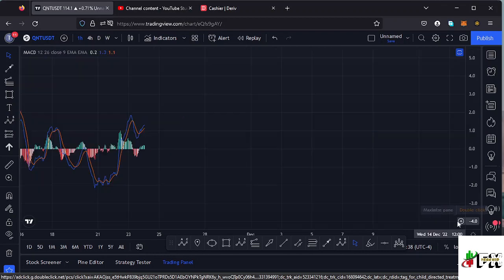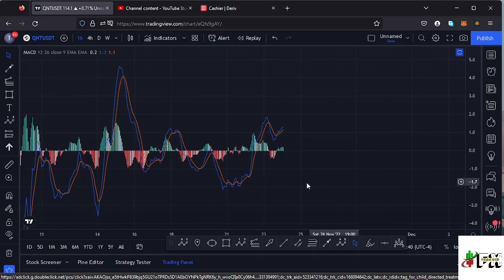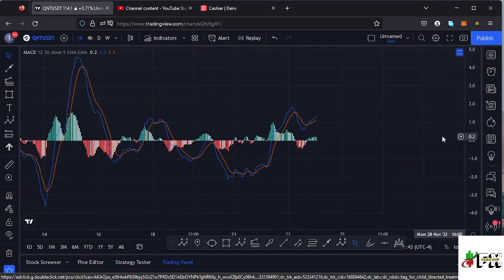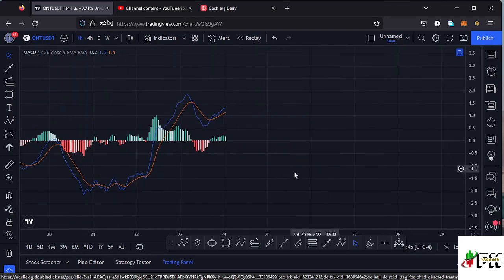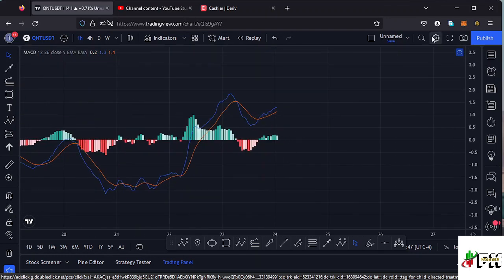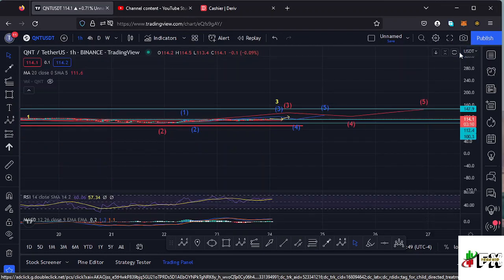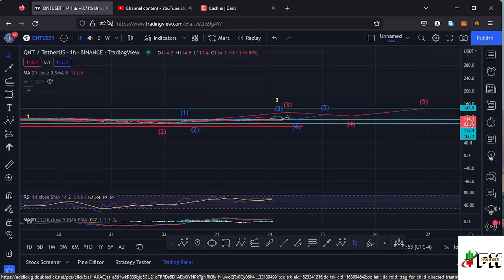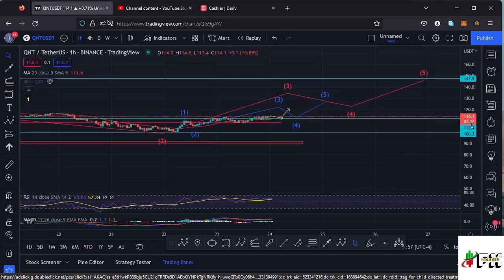Also taking a look at the MACD, here on the MACD we have printed a bullish cross, and we are seeing an increase in the buying momentum, and that would mean higher prices are coming our way, and our movement to the upper side in the formation of that wave 3 will be supported here on the MACD. And that's the update for Quant.